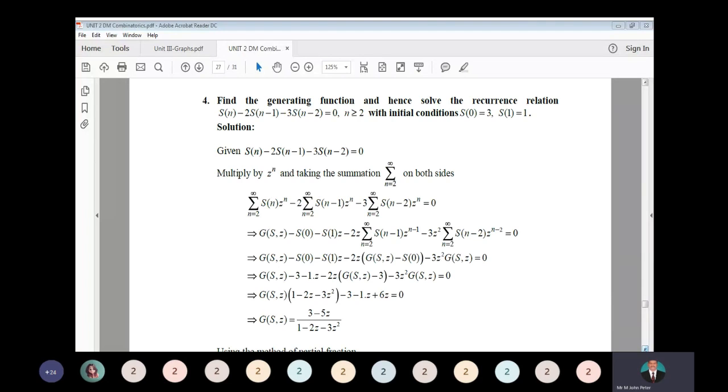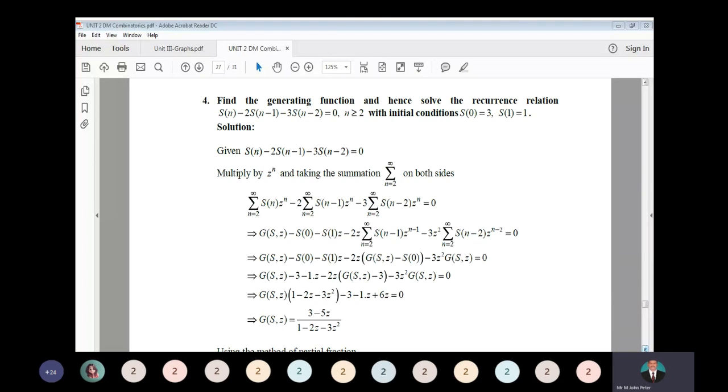When you multiply by z power n, you will get summation n equal to 2 to infinity s of n into z power n, minus 2 into summation n equal to 2 to infinity s of n minus 1 z power n, minus 3 into summation n equal to 2 to infinity s of n minus 2 z power n, equal to 0. The summation is taken from n equal to 2 to infinity because of s of n minus 2. So for the first one, substitute the value n equal to 0 and 1 as per the condition. When you do it, you will get g of s comma z.